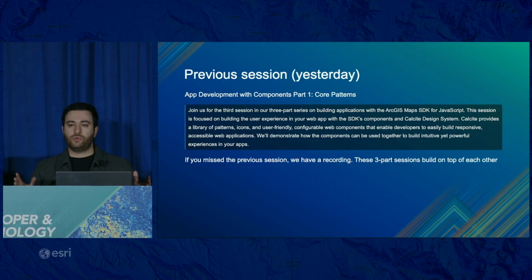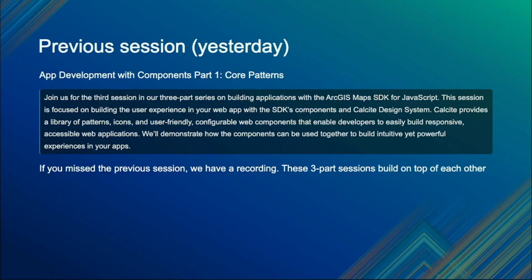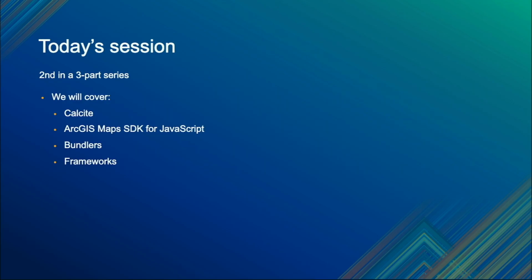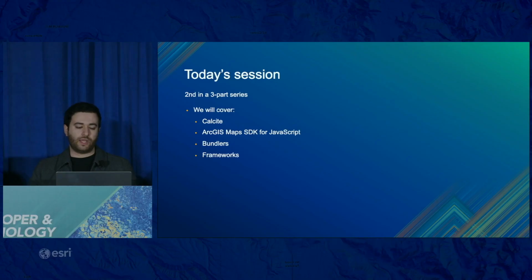And again, this is a 3-part series. So the previous session yesterday, if you missed it, we'll have a recording soon. And then there's a 3rd session, and each one of these will build on top of each other. The main focus of today's session is Calcite, the Maps SDK for JavaScript, bundlers, and frameworks.